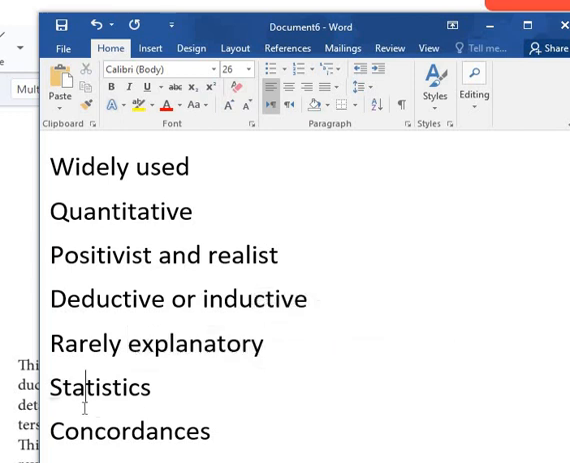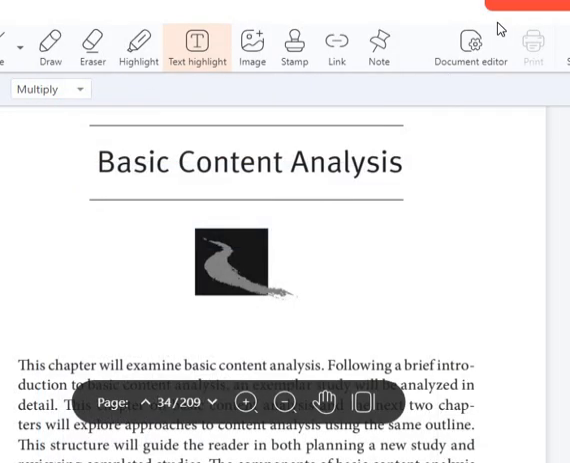We should remember that we always use statistics here, and concordances are used here too, because we are mainly focusing on the meaning, okay, whether it is denotative or connotative, but we're mainly focusing on the overt or the manifest content. So we will focus more on the denotative meaning. Now let's start with the basic content analysis.